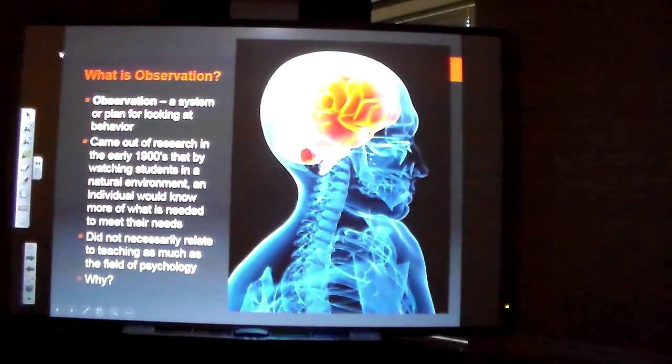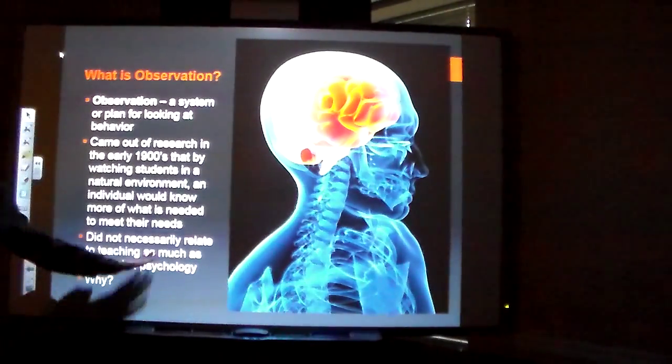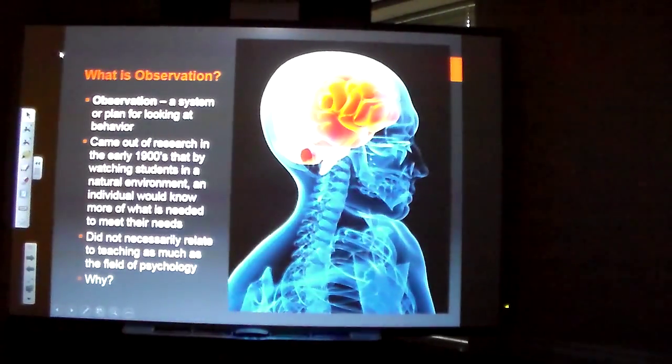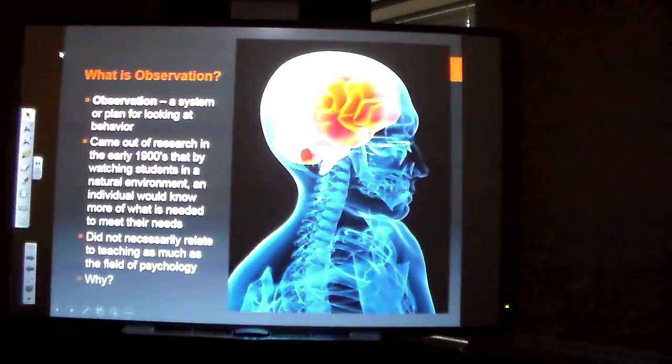So observation came out of research in the early 1900s. It basically said that if we watched children in a natural environment, we would know what's needed of them and we would meet their needs. I stress this, it wasn't to help teaching, it was to help psychology. It was so that people understood children better. That is a big, big, big idea.